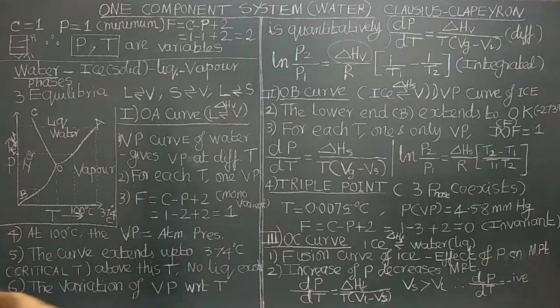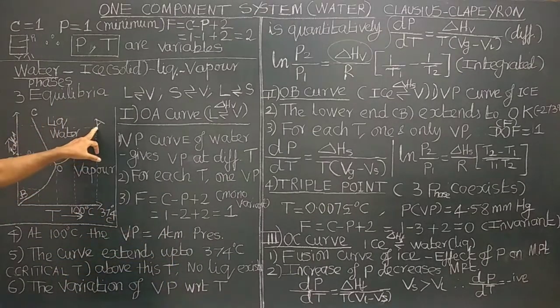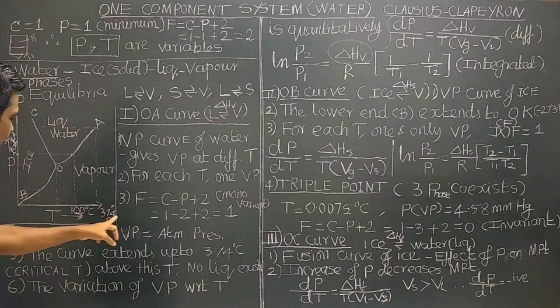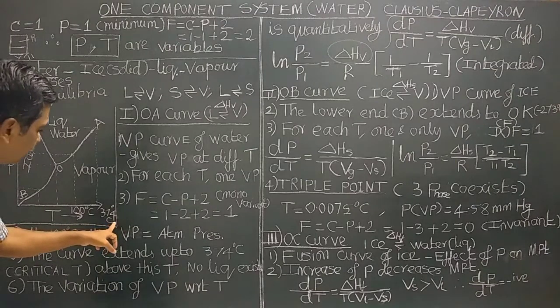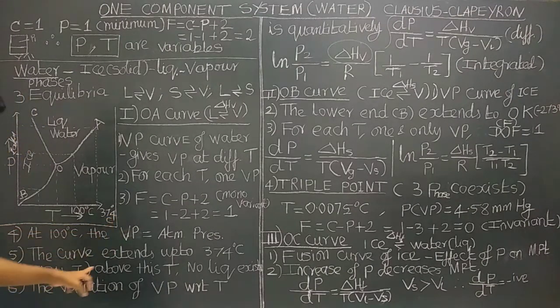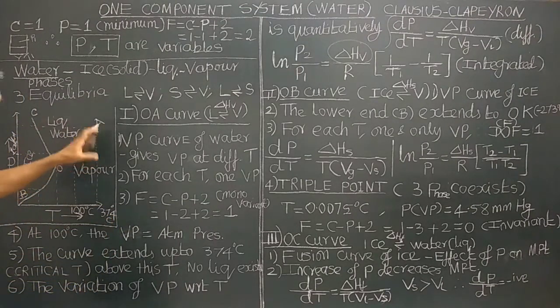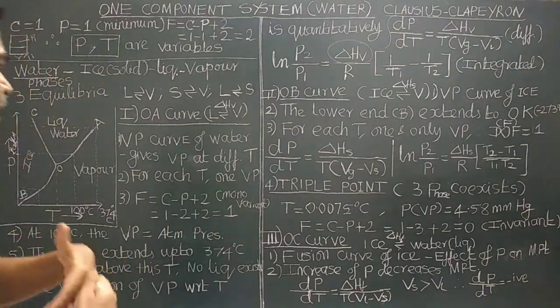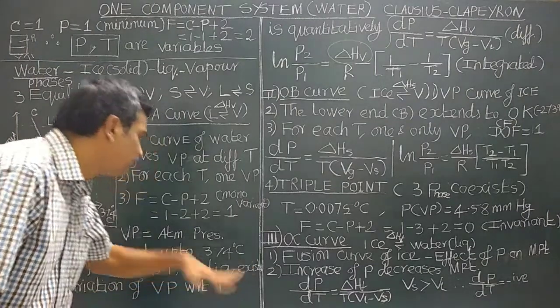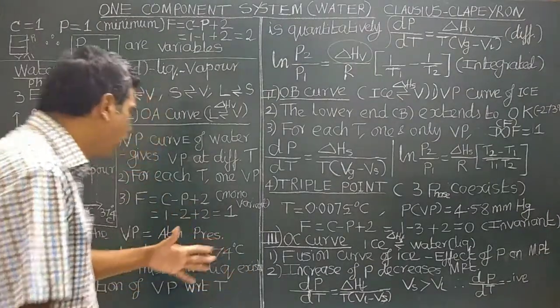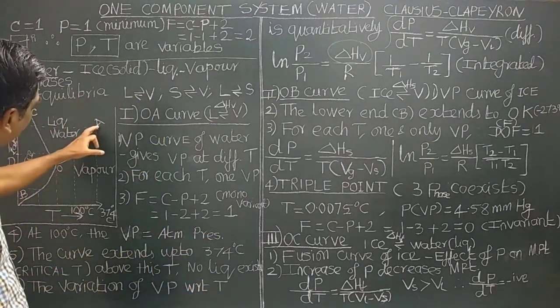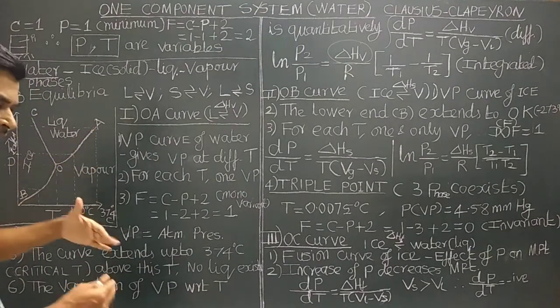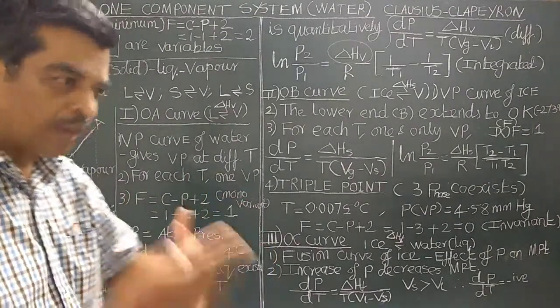Okay. Now the curve extends up to, for example, A, that is 374 degrees Celsius. This temperature is called critical temperature. Why? Because above this, water will be completely converted into gas, vapor. No liquid exists. Therefore, above this point, for example at 100 degrees, water is converting slowly into vapor.